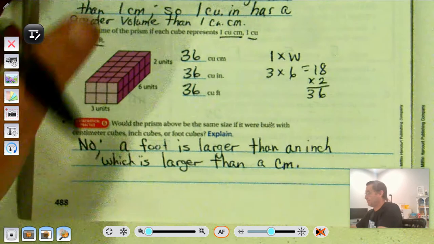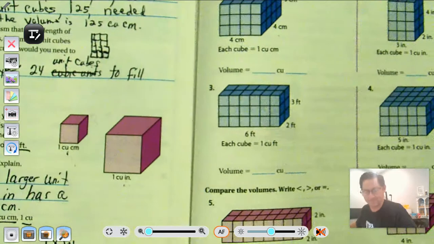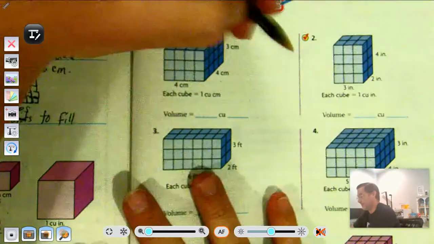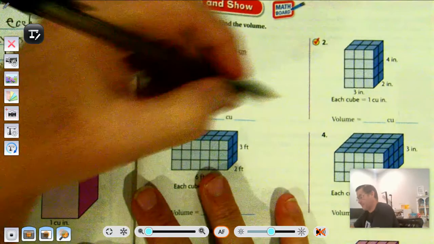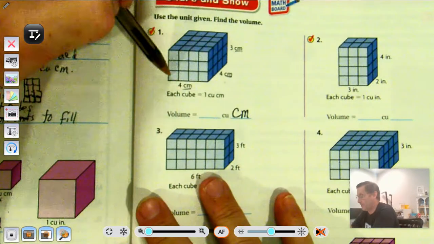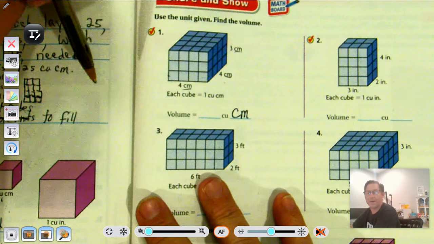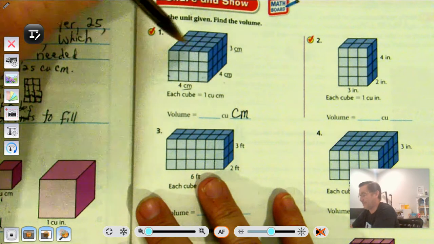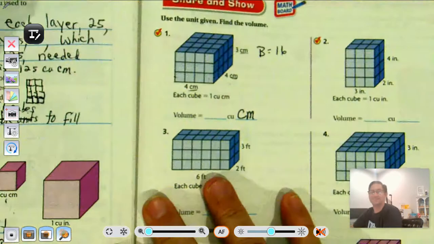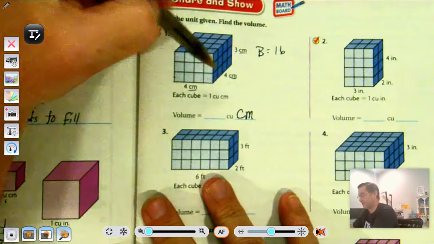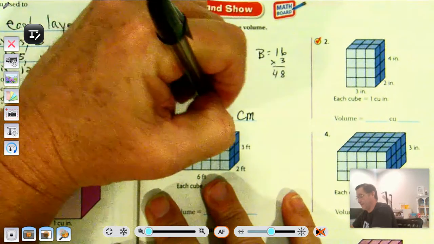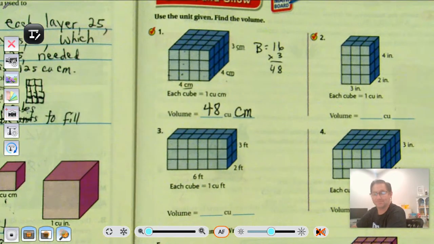Okay. All right. Let's look at number 1 on page 489. So use the unit given and find the volume. All right, so we're doing it in cubic centimeters, basically. So I can write cubic centimeters there. Now, what's the base? So I know that there's 4 this way and 4 wide. So that should be 16, right? 4, 8, 12, 16. So the base is 16. How many layers of 16 do we have? We have 1, 2, 3. So we have 48 cubic centimeters.